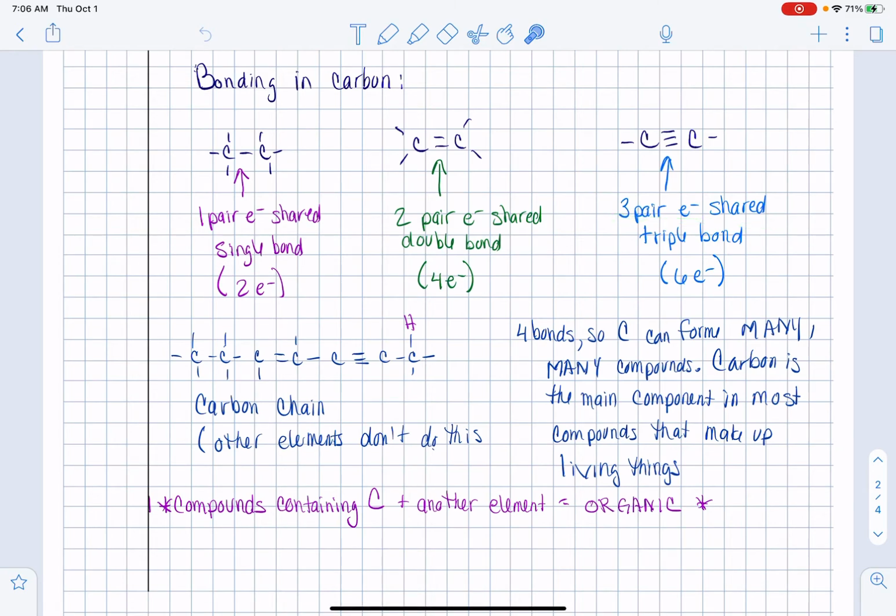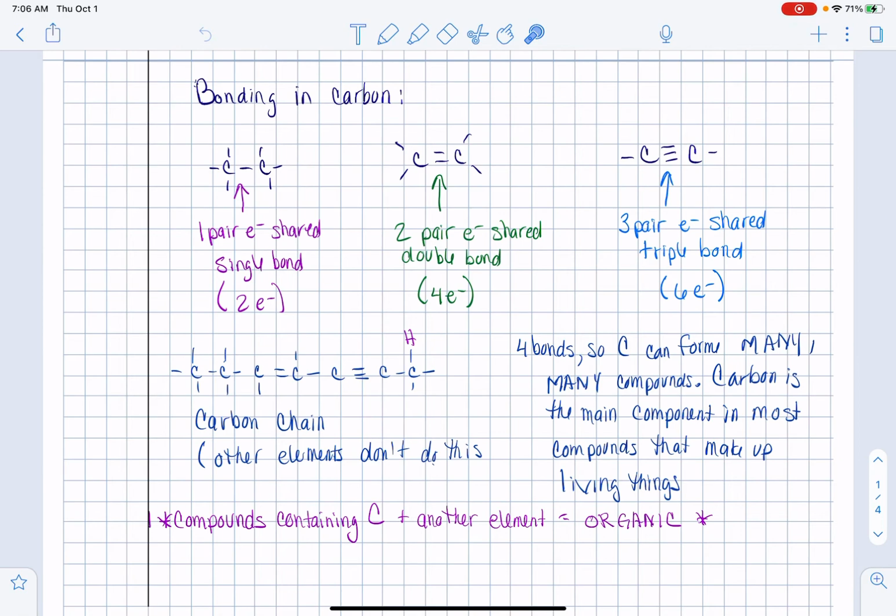Here's an example of how those work. You would never see another element doing this, and you would never see carbon with more than 4 bonds. Even this carbon has 4 bonds. Here's 1, 2, 3, 4 bonds. So you couldn't put any more H's on either of those.